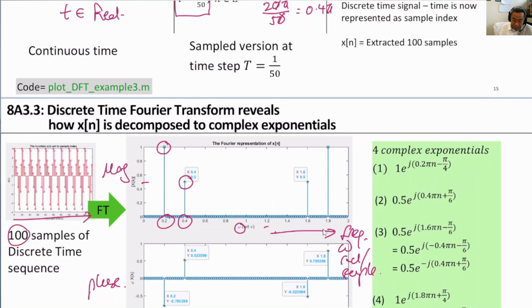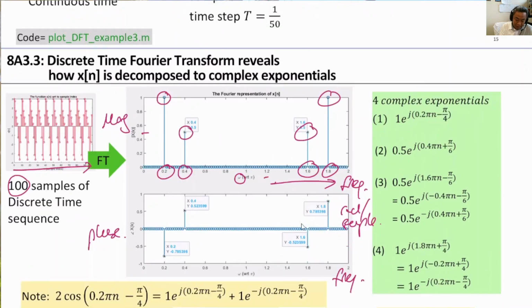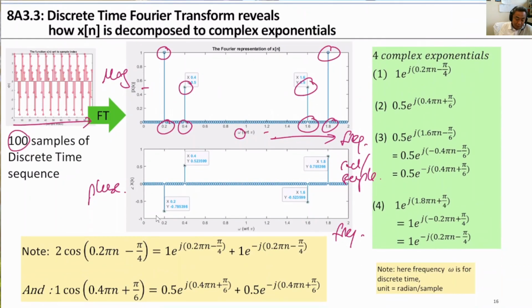So you'll see that at 1.6 pi radian and at 1.8, there is also some other magnitudes. So we see that our red line decomposes into 4 complex exponentials at these 4 frequencies with these 4 magnitudes, as well as the corresponding phase here. Now, let's go and keep all these values together. We have an amplitude of 1 at 0.2 pi, and with phase of minus pi over 4.